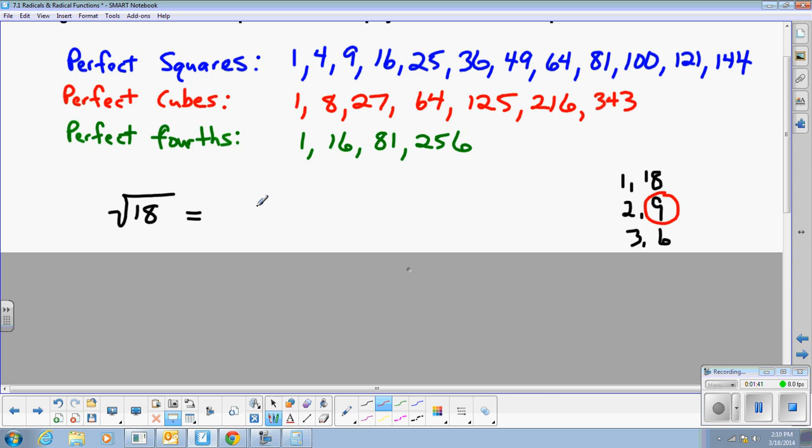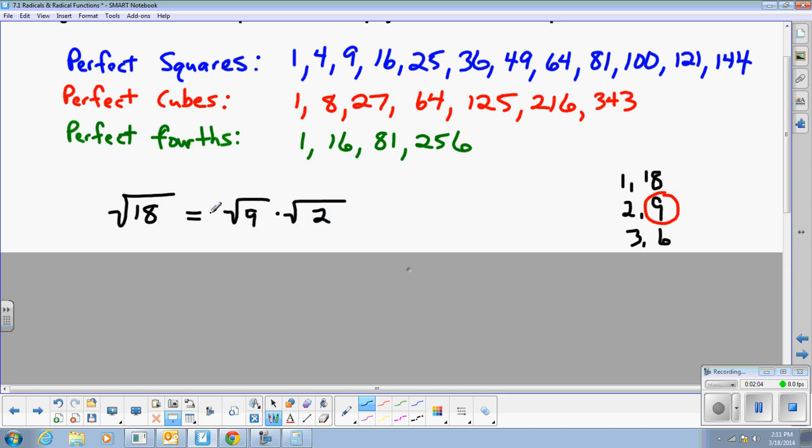So what I will do then is I'm going to take this square root of 18 and use the product rule and break it apart, because what that means is the square root of 9, my fault. I want to start with the perfect square. So the square root of 9 times the square root of 2.